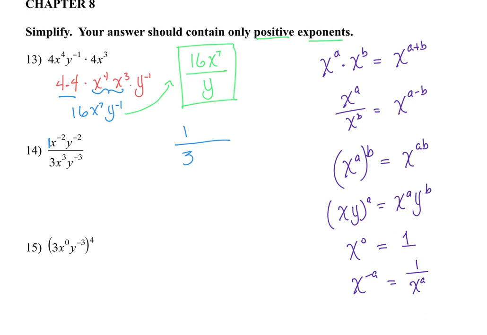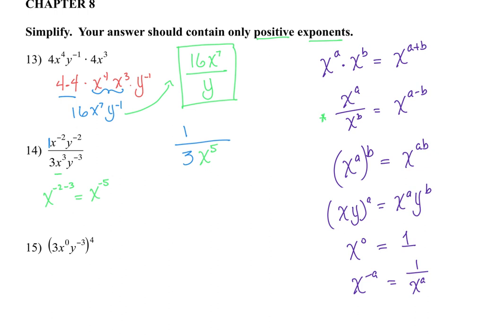Then I'm going to look at each variable individually. I have my x's. When I am dividing, I subtract those x's, right? The exponent's there, so I have -2 minus 3. What is -2 minus 3? -5, which tells me where does that x go, top or bottom? Goes on the bottom to the 5th power.